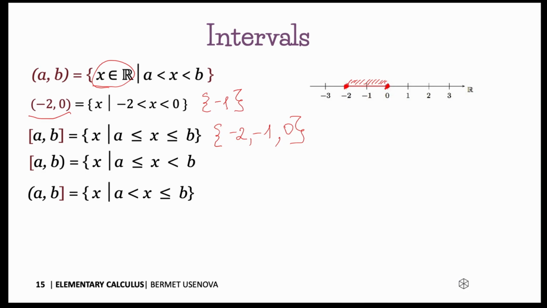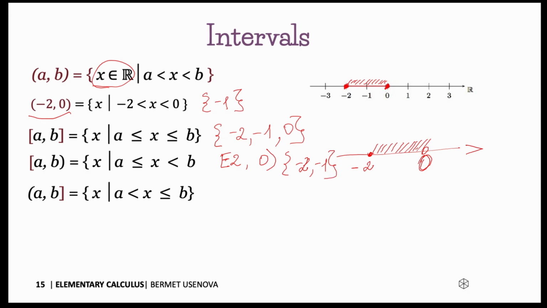And finally, we also have half-open intervals, which can include one of the boundaries, either -2 or 0. For example, let's say we have -2 and 0. So here on the number line, we will have -2 included, and 0 will be empty because it's not included. So in this case, our set will include -2, -1, but not 0. You got it, right?